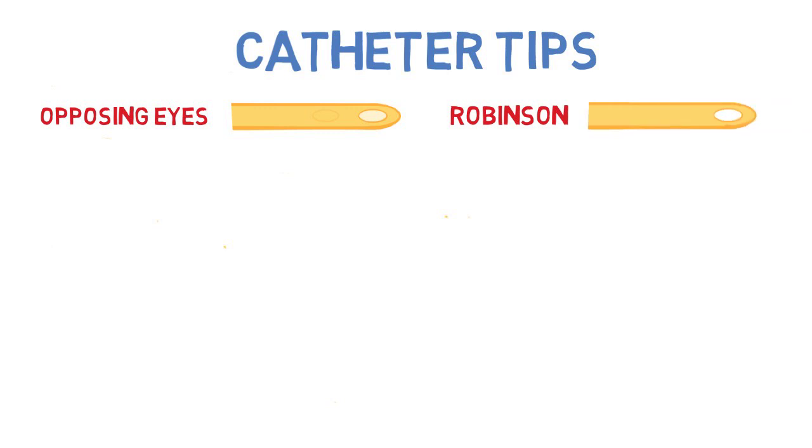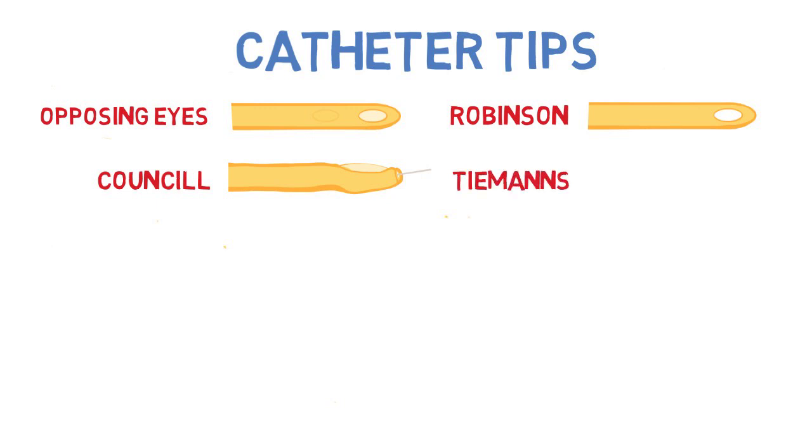Often, urologists will ask for a council tip catheter. All this means is that there is a hole at the very end of the tip of the catheter. This allows for the catheter to be placed over a guide wire. Council tip can be combined with other different types of catheter tips. A Tiemann catheter is used specifically for males with possible enlarged prostate or obstruction. It has a slight curvature to the tip, which helps navigate around the membranous urethra.